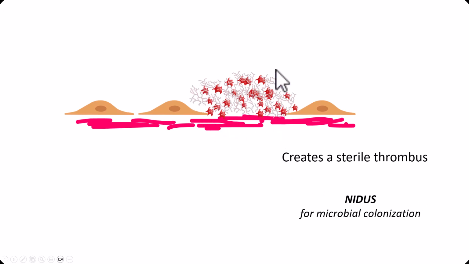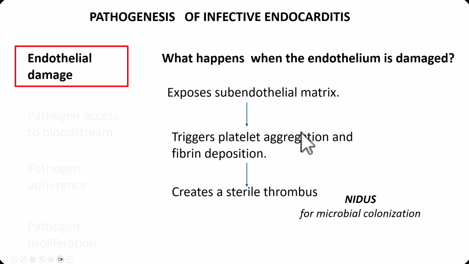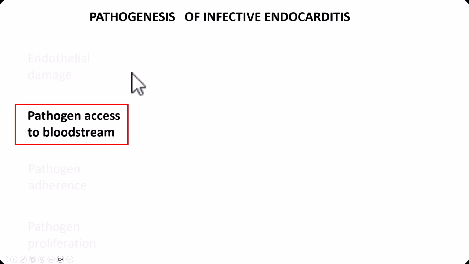Okay, and this thrombus, remember, is the nidus for the colonization of the microbial agents. This is the first part of pathogenesis of infective endocarditis, which is what we learned, right? Exposure of the endothelial matrix, platelet aggregation and fibrin deposition, causing a sterile thrombus, which acts as nidus. Second one, pathogen access to the bloodstream.